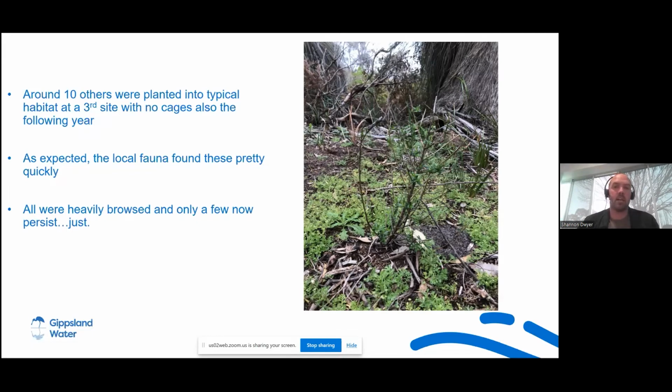So, yeah, perhaps that result was pretty obvious. We've seen even the taller plants get munched, but it was worth a try just to see whether we could get some establishment in an area where animals might not have known that the plant would occur, but they found it anyway.